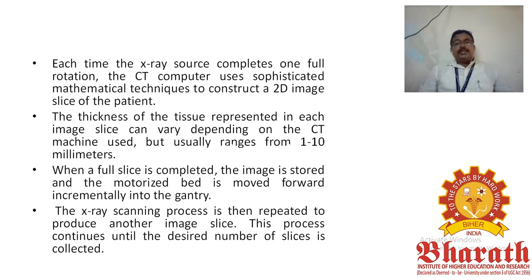Each time the X-ray source completes one full rotation, the CT computer uses sophisticated mathematical techniques to construct a 2D image slice of the patient. With the help of the software and the computer, you can identify the abnormality very easily. The thickness of the tissue represented in each image slice can vary depending on the CT machine used, but usually ranges from 1 to 10 mm.